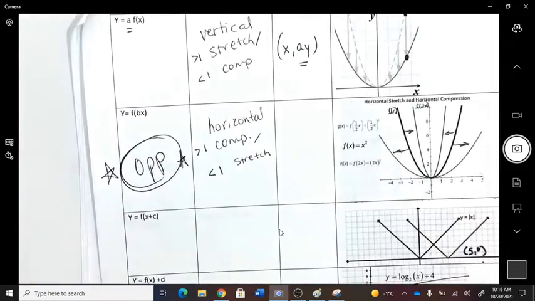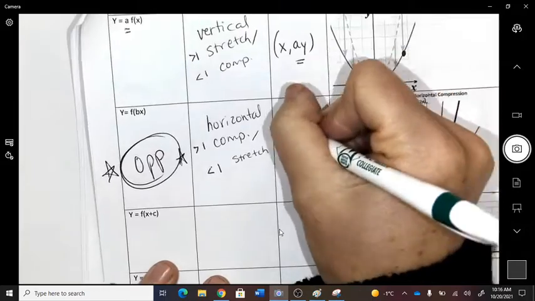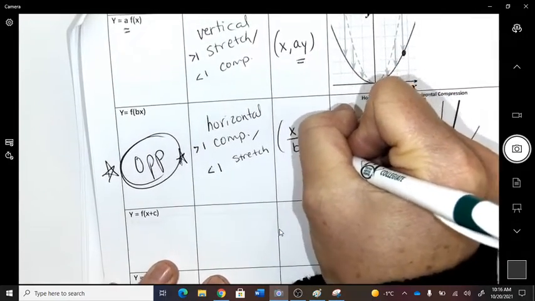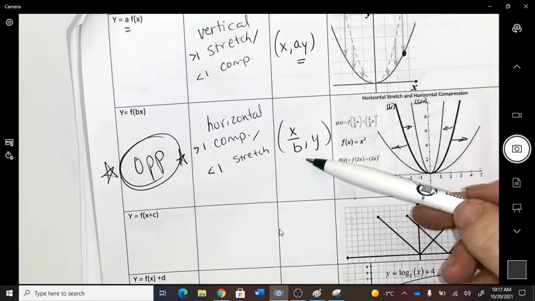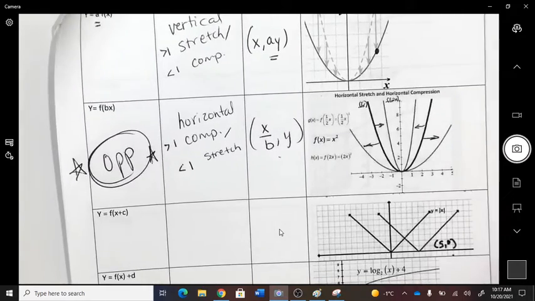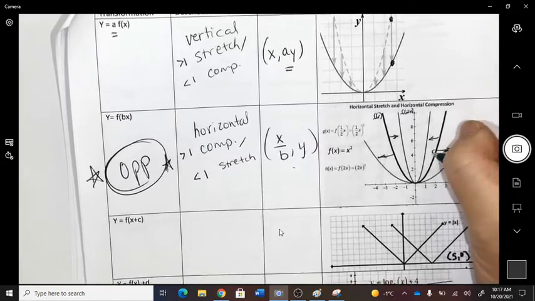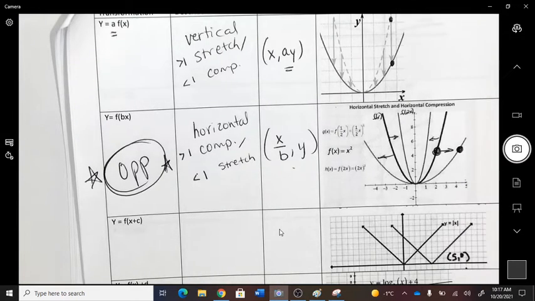Make sure you always remember X stuff is always opposite of your brain. So if you see a 5, your brain says bigger, but you need to think opposite of that. So the effect is X divided by B. Right? Because it's opposite. If you see a times by 5, you're actually dividing by 5. So this would be like a coordinate moving like this. That's how you're horizontally compressing and stretching stuff.